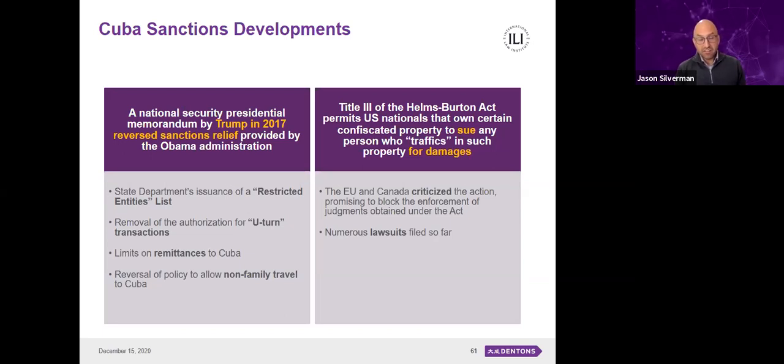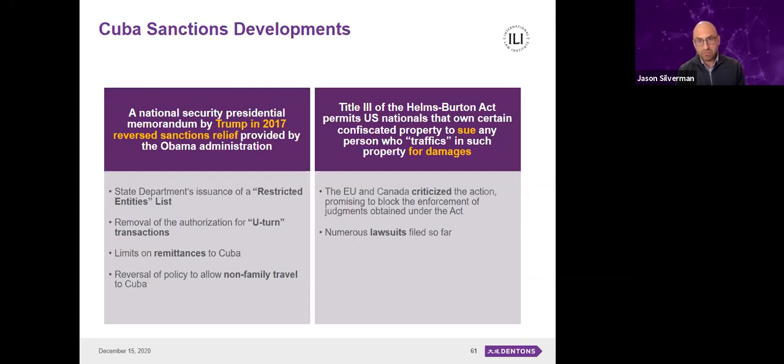Another aspect of our Cuba sanctions program, which isn't exactly a sanctions program, is the entry into force of Title III of the Helms-Burton Act, which permits U.S. persons to sue any person who traffics in property that was confiscated. The Helms-Burton Act was passed in, I think, 1996, but Title III was dormant through waivers since then.